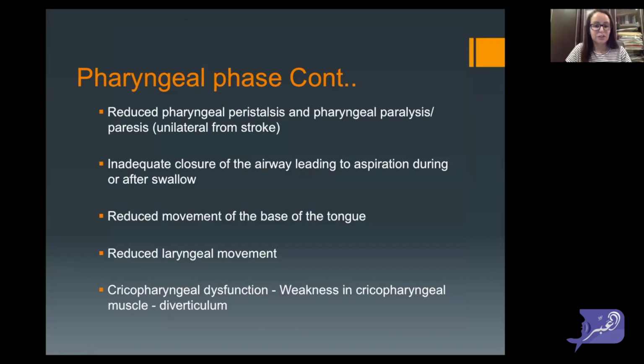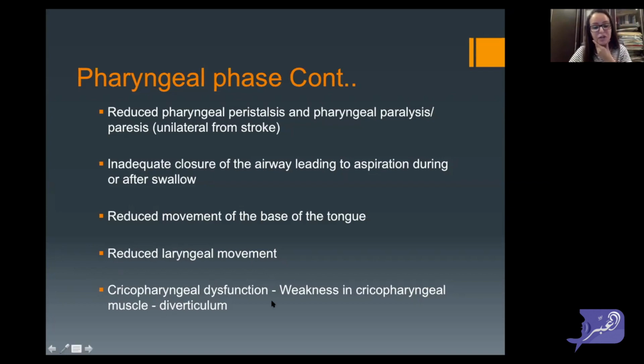So also with the pharyngeal phase, you can have reduced peristalsis, inadequate closure of the airway. Again, if the epiglottis doesn't close very well, you have aspiration. You have reduced laryngeal movement. So we understand now the laryngeal movement is very important. The larynx has to elevate for the epiglottis to close. And so if it is a reduced movement, then there's incomplete closure of the epiglottis or the arytenoids as well, because they overlap onto each other. And so that could be a problem.